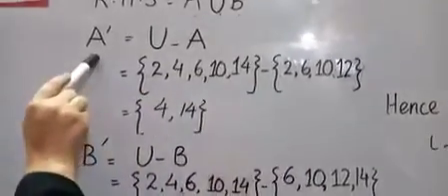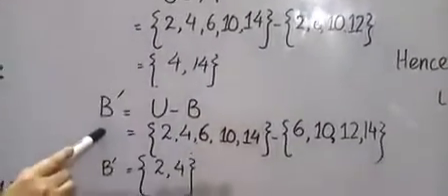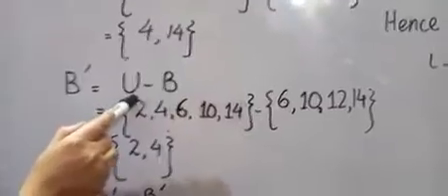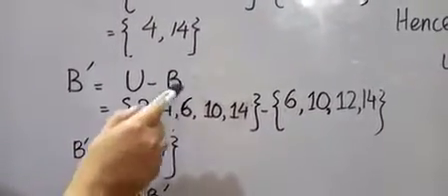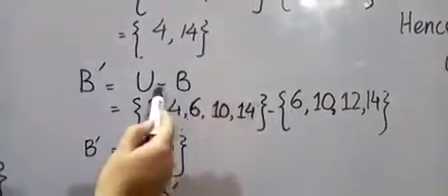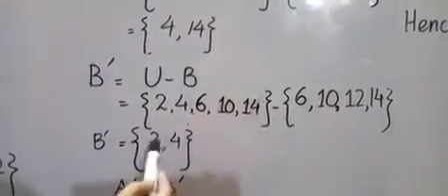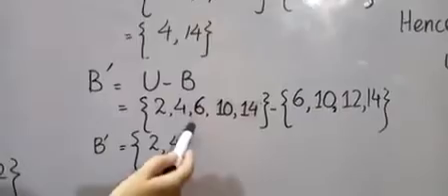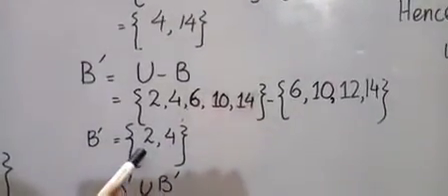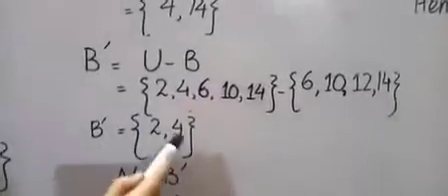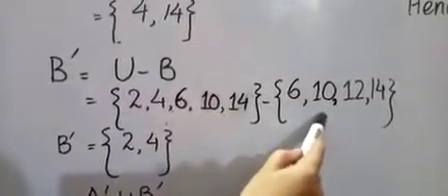So that is A complement. After this B complement. B complement equals U minus B. Firstly I will write the values of set U, then set B, and again the symbol minus. As I told you, values of set U should not be in set B. So B complement is 2 and 4 because 2 and 4 are not in set B.